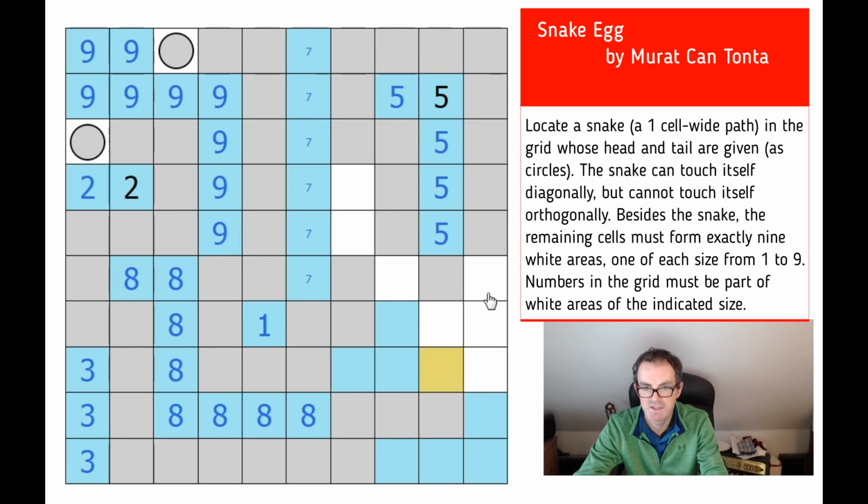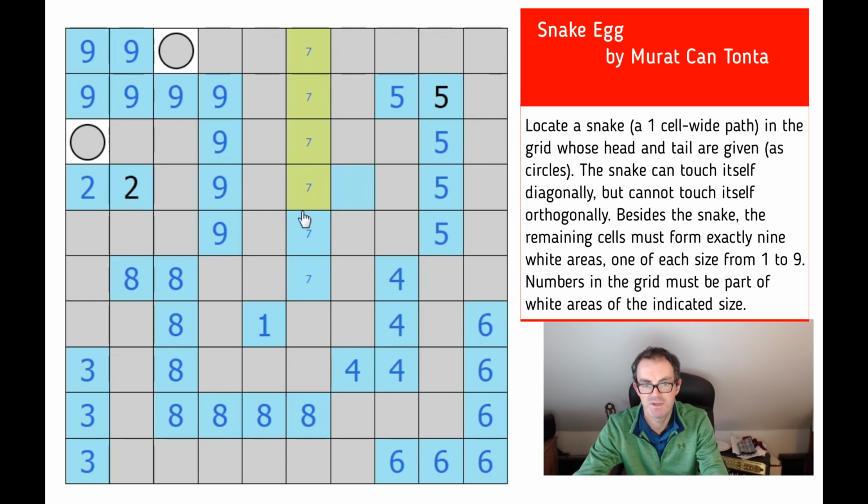I think this is the key step. So now, again, this must not connect here, otherwise we're going to have a very loopy snake. So that's blue. This must be grey. All of this is blue. This is of size 6. This is of size 4. This is grey. And this is a 7.